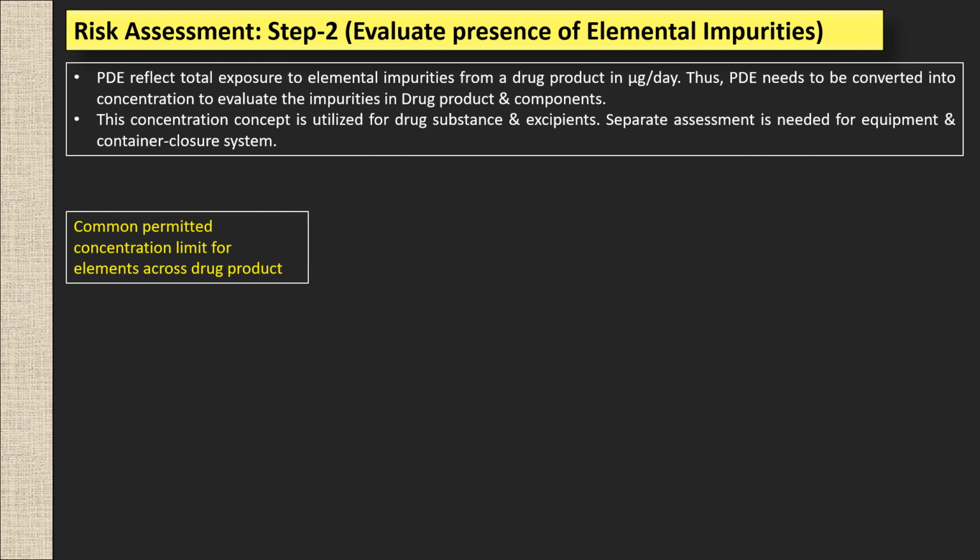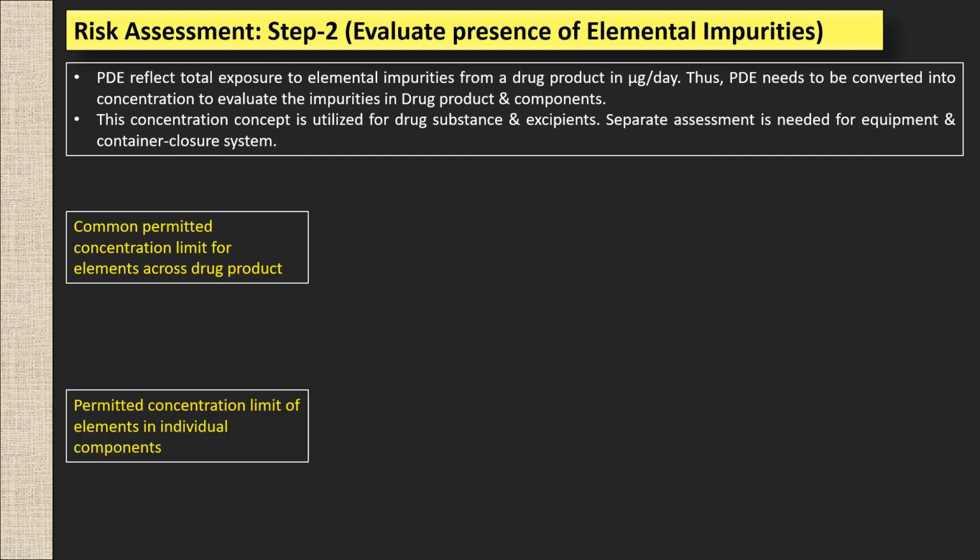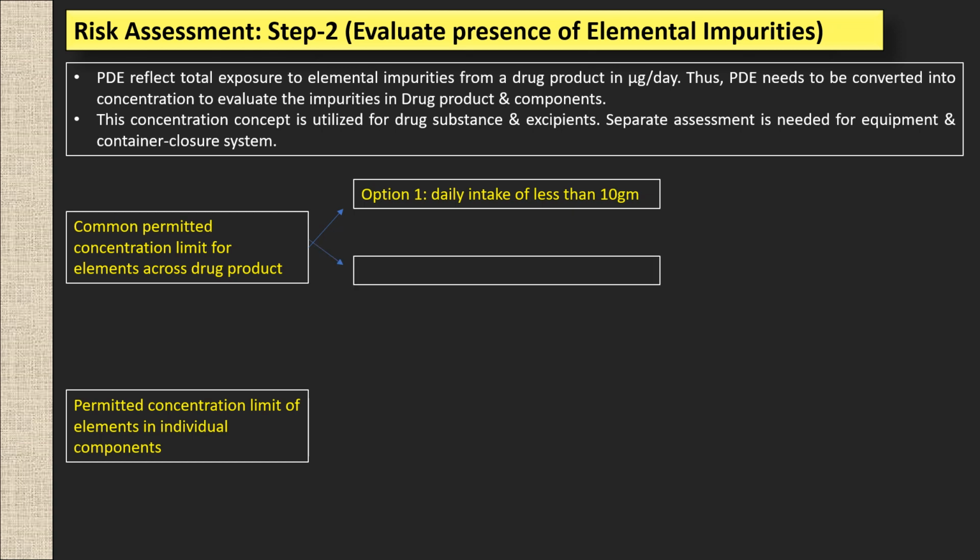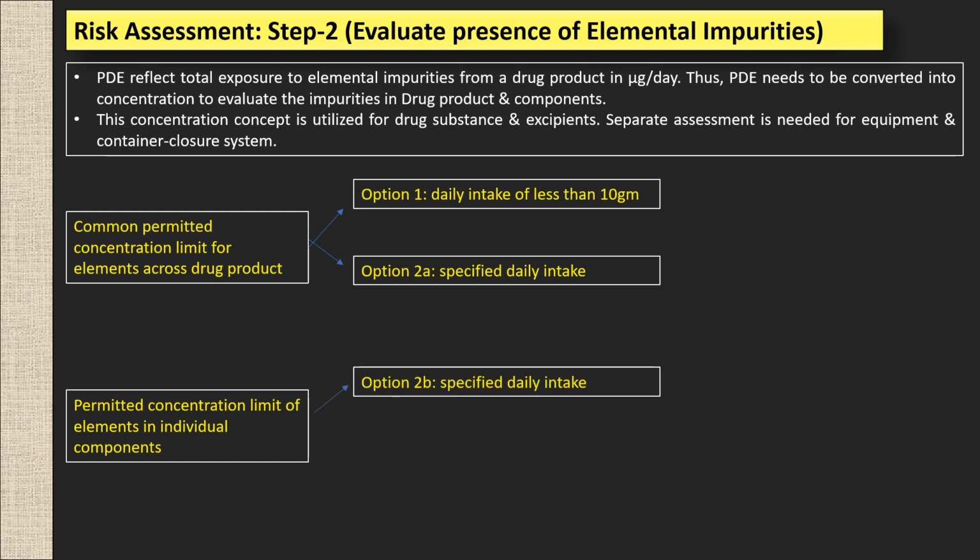If we look, there are two methodologies. We have a common permitted concentration limit for elements across the drug products, that is, one concentration limit is given for all the components that are present in the drug products, and the permitted concentration limit of elemental impurities in the individual components. For the first, if the daily intake is less than 10 grams, then we use option 1. If the daily intake is specified or more than 10 grams, then option 2 is used. Option 2B is the permitted concentration limit of elemental impurities in individual components for the specified intake, and option 3 is finished product analysis.